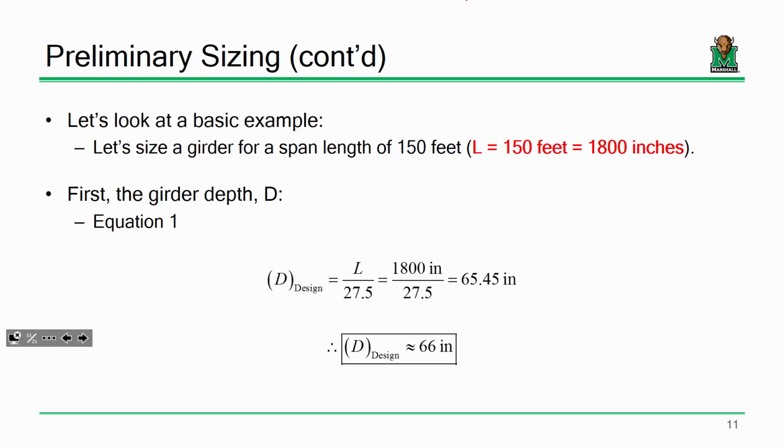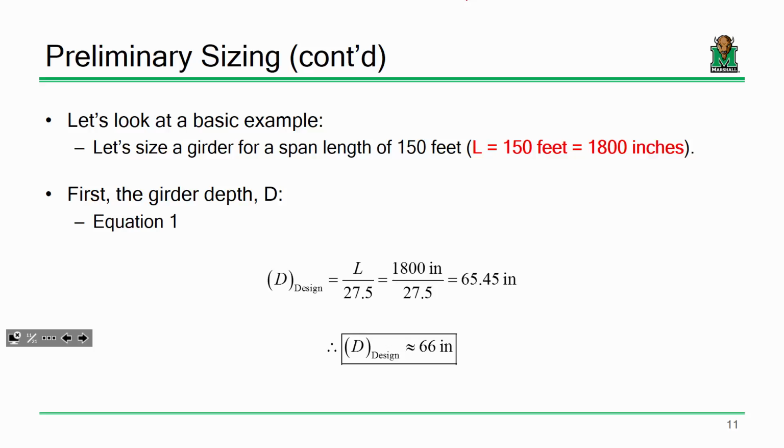So let's look at a basic example, and let's see how we could come up with a girder size. If I've got a bridge that's 150 feet long, or 1,800 inches long, and I look at the girder depth, a reasonable value to start out with might be L over 27.5. Plug and chug, and that gives me 65.45 inches.